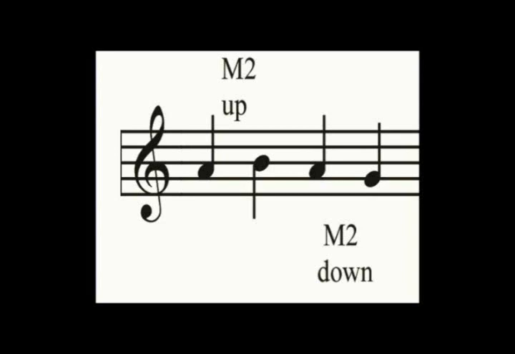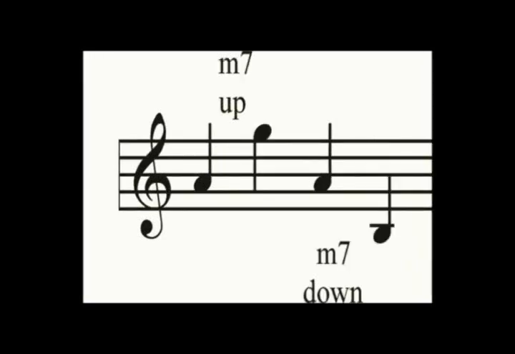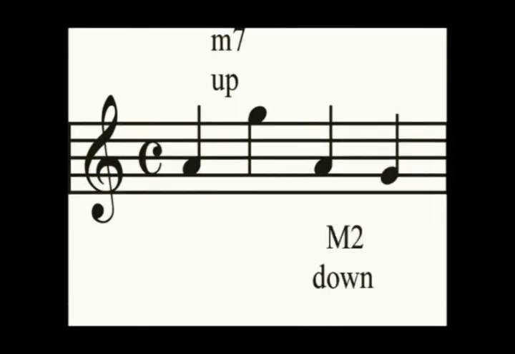A up to B, a major second, and A down to G, a major second down. A to G, a minor 7 up, and A descending, a minor 7 to B. A minor 7 up is G from A, and a major second down to G from A.